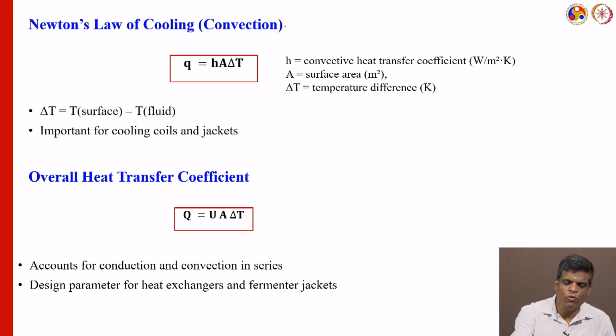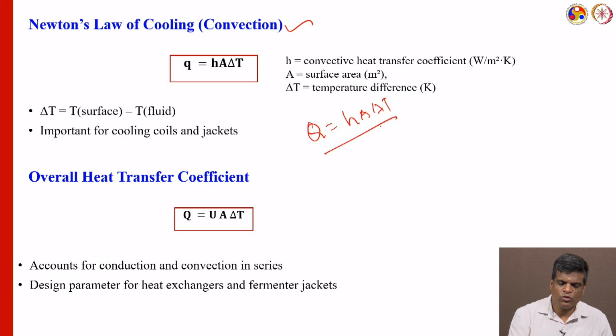Next, Newton's law of cooling, for convection. Wherever there is a convection part, we always use Q equals hA delta T. The delta T is the difference between the surface temperature and the fluid temperature. It is definitely useful for the cooling coils and jackets, which we will always use. This is Newton's law of cooling for convection, Q equals hA delta T.